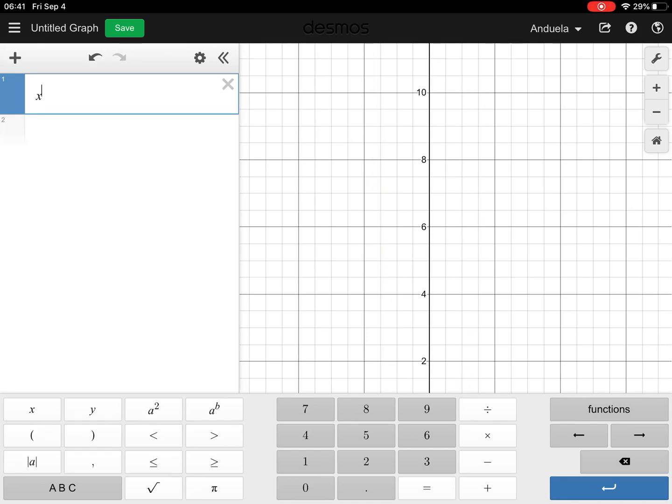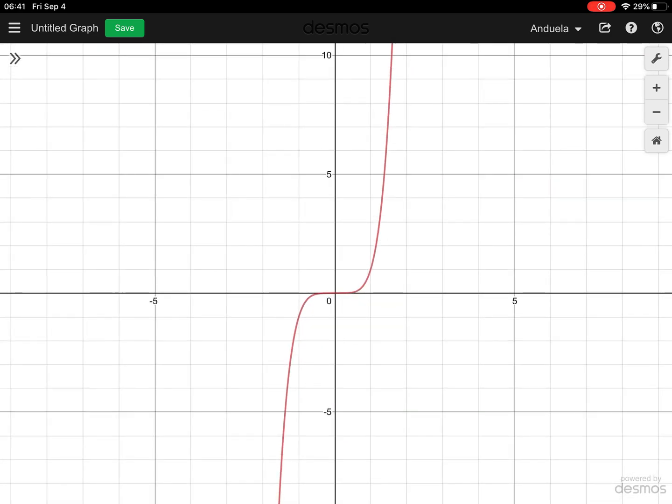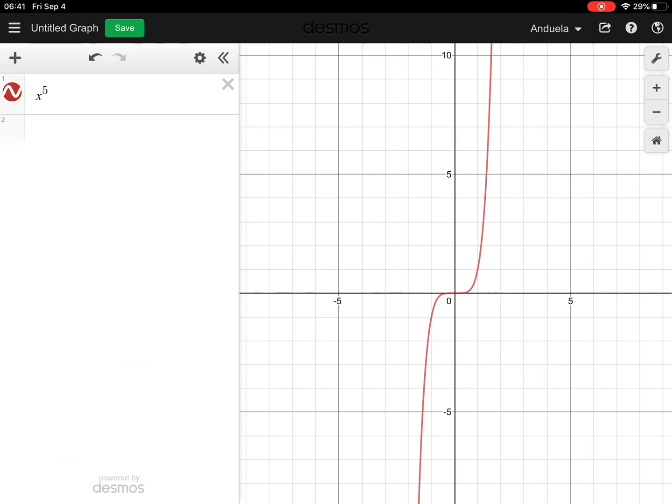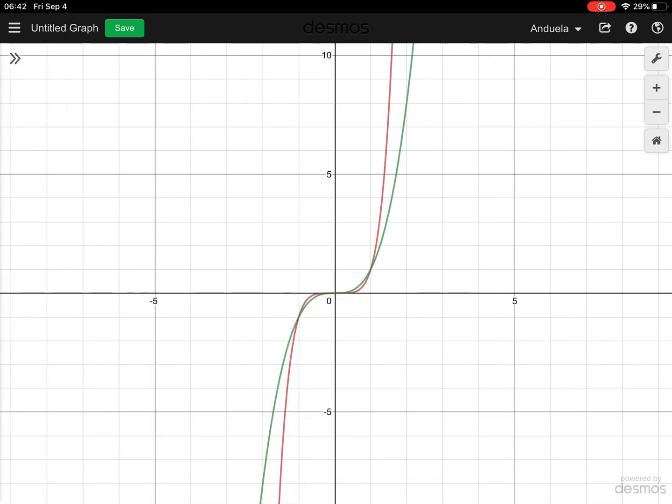X to the power of 5. Here is the graph. Very similar to y equals x to the power 3. And I'm going to add x to the power of 3 here as well, just so we can see the differences. So y equals x to the power 3 is the green graph, and x to the power 5 is the red graph.